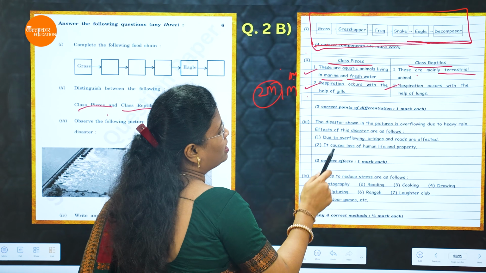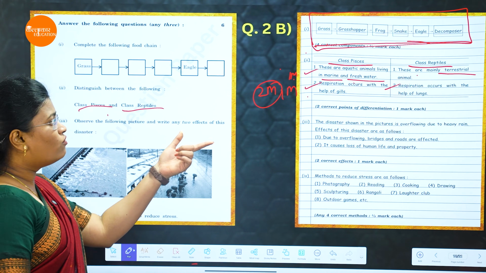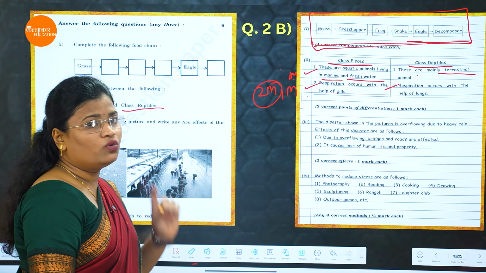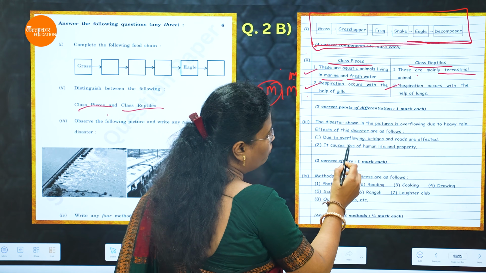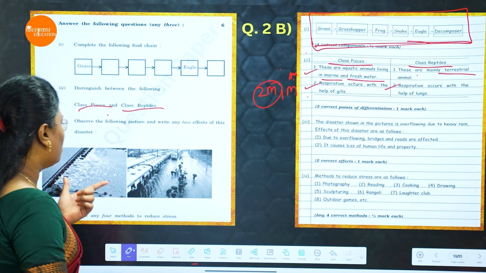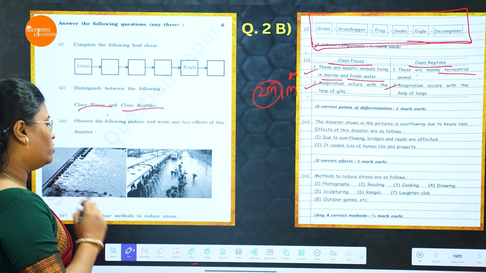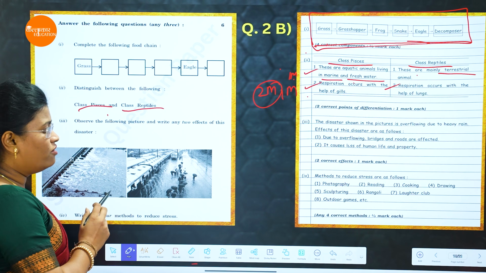Effects of this disaster are as follows. Also they are asking what will be the effects of this disaster, so you have to mention that also. First point is what? Due to the overflowing, bridges and roads are affected. Yes, we can see in the picture overflowing. Due to the overflowing, the bridges and roads are affected. We can see in the first picture.